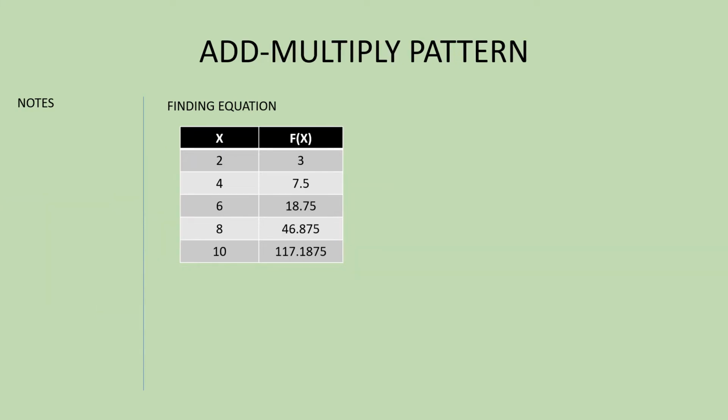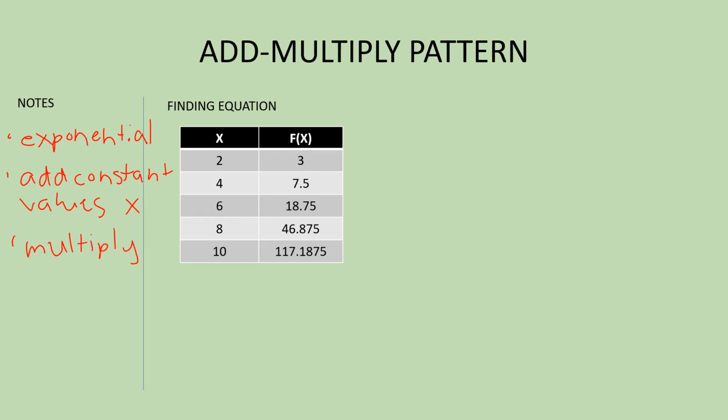Next, we have the add-multiply pattern. And a couple quick notes about this. It works for exponential functions. So if you ever see this table, you'll know that it's always going to be an exponential graph. And you are also going to add constant values to the x side of the table, and you are going to multiply constant values to the y side of the equation, or the f of x in our case.